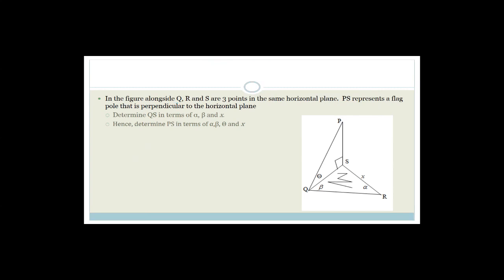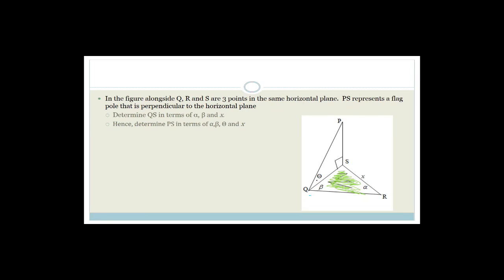It says, in the figure alongside, Q, R and S are three points in the same horizontal plane. So what I generally do is I take a light green, and like they've shown you, I color it in to show that that is the ground. It makes my life a little bit easier to see. Okay, then it says PQ represents a flag. So that's sticking up into the air. That is perpendicular with the horizontal plane. Okay, so it's perpendicular to the horizontal plane.